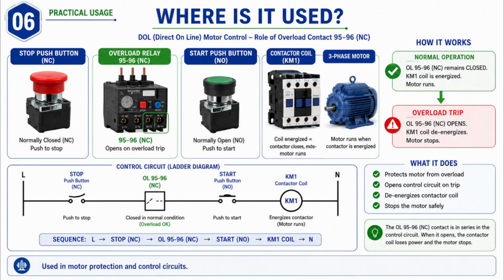The 95 to 96 contact is connected in series with the contactor coil circuit. During normal operation, it stays closed, allowing KM1 to remain energized. If an overload occurs, 95 to 96 opens, the contactor coil de-energizes, and the motor stops. So this small control contact plays an important role in motor overload protection.